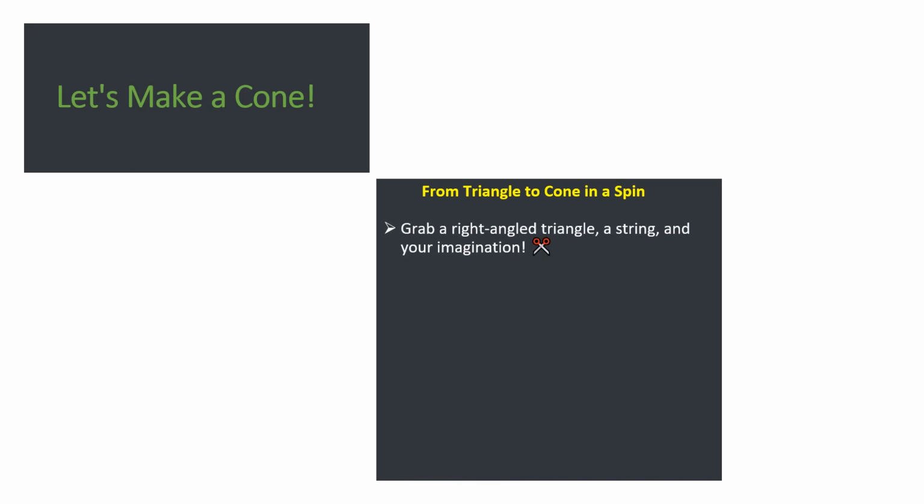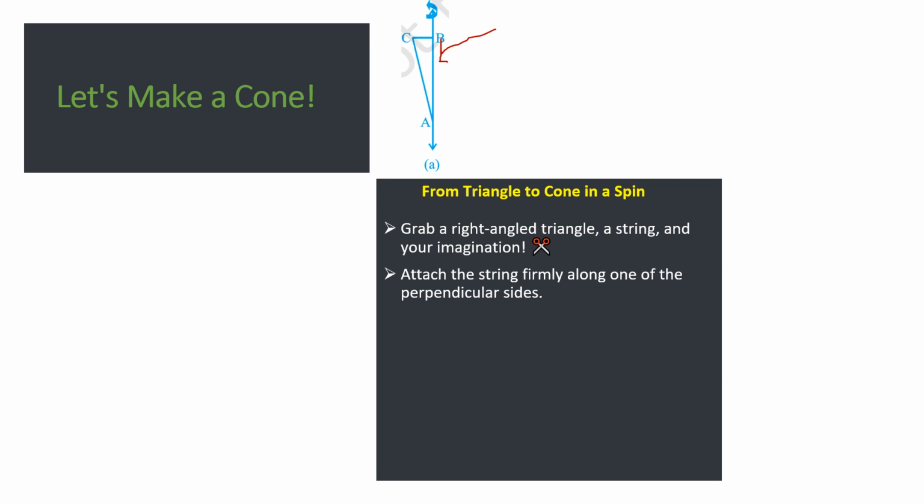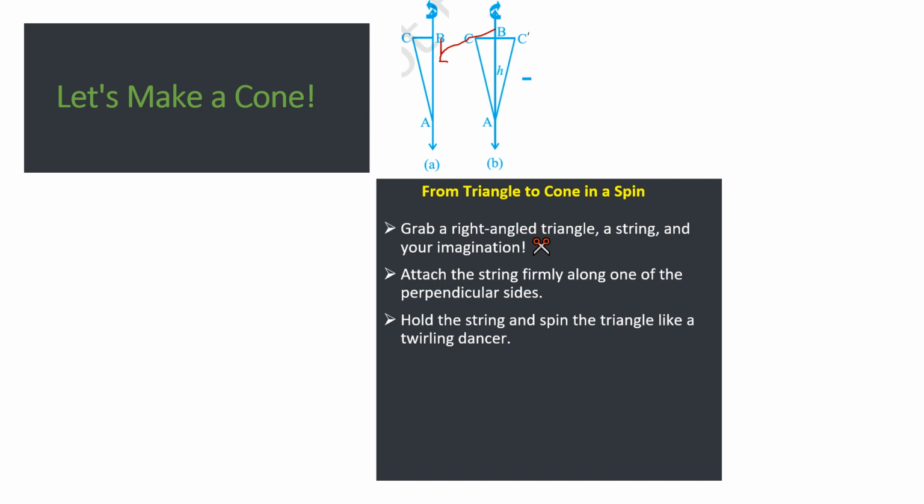Grab a right angle triangle, a string, and of course your imagination. See this, you have it. Attach a string firmly along one of the perpendicular sides. What is the perpendicular side here? This one, right? Now hold the string and spin the triangle like a twirling dancer.